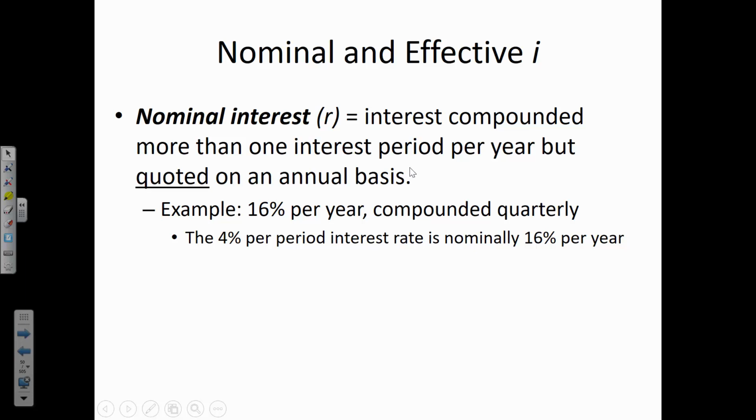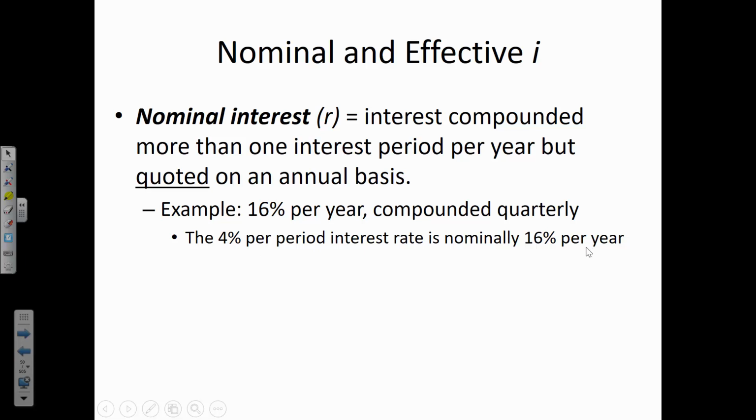So nominal interest is when they're trying to make the interest seem smaller than it is. They're not actually taking the effect of the compounding into account. So that's what nominal interest is. For example, we could say that 4% per period is 16% per year if it's quarterly interest.